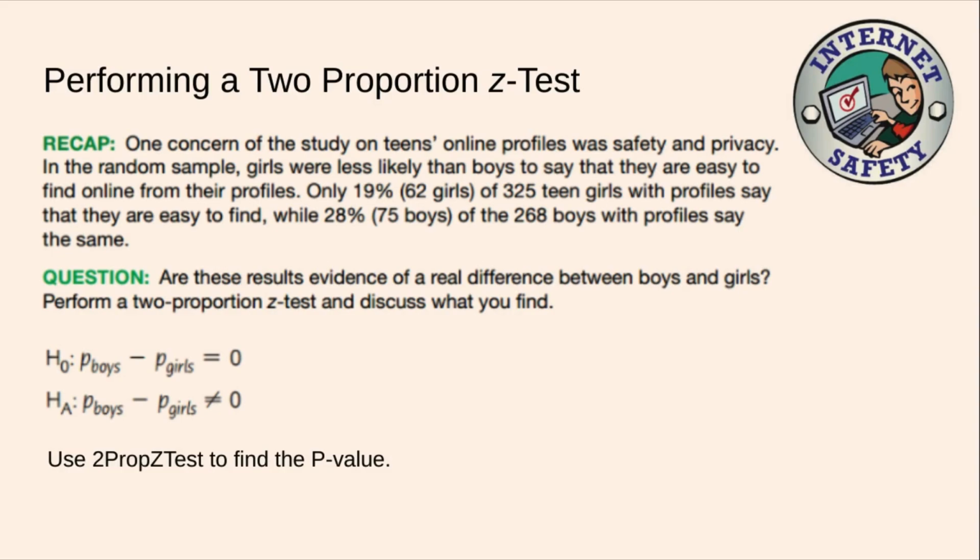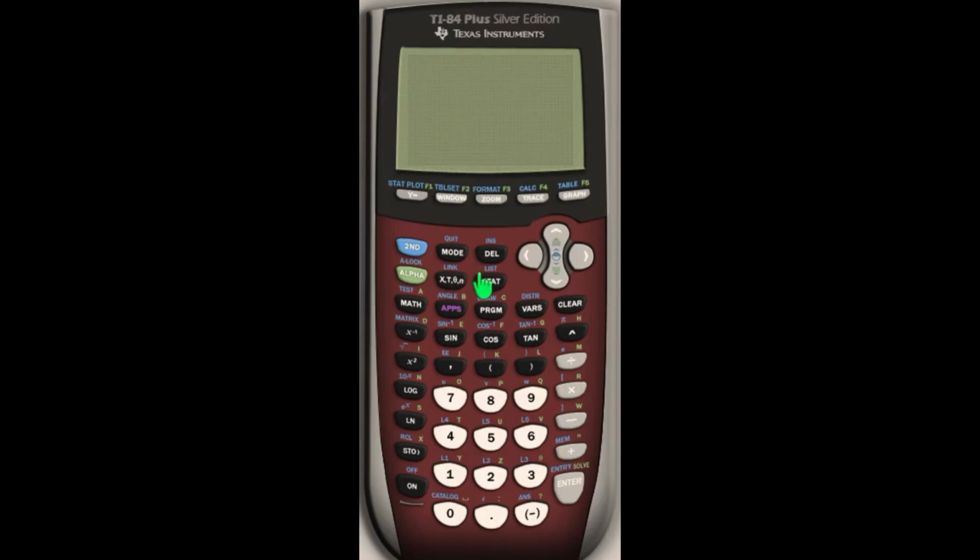Here comes the calculator. Okay, here we are. Let's get to it. We're going to go to Stat, go to Tests, just as before. We'll go down to number 6, two-proportion z-test, and now we got to enter our groups. The first group is going to be for the girls. That would be 62 out of 325. For the boys, we have 75 out of 268. Our alternative hypothesis is correct.